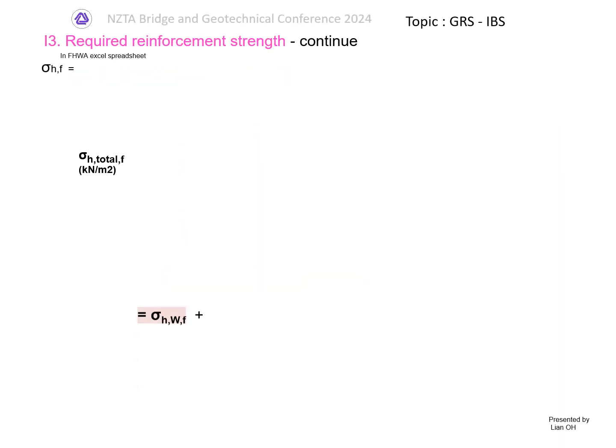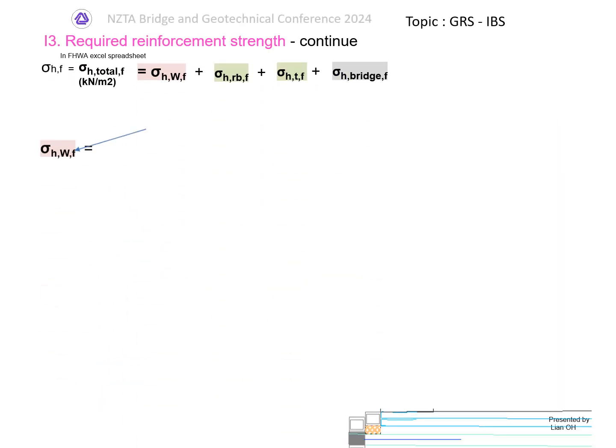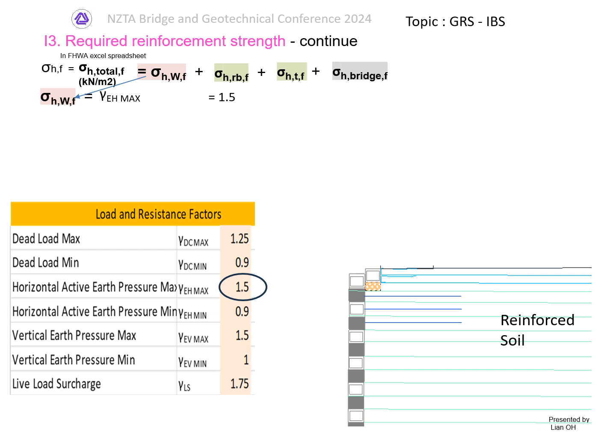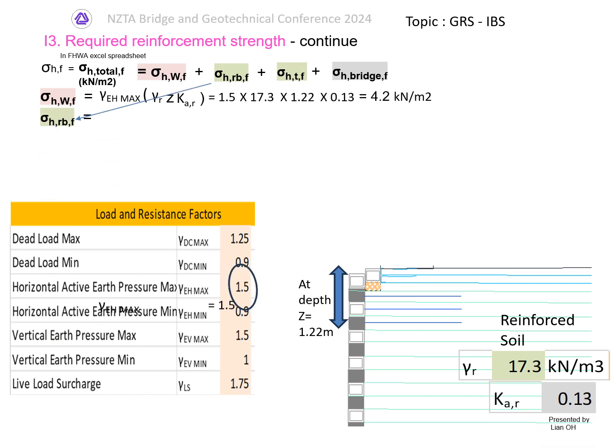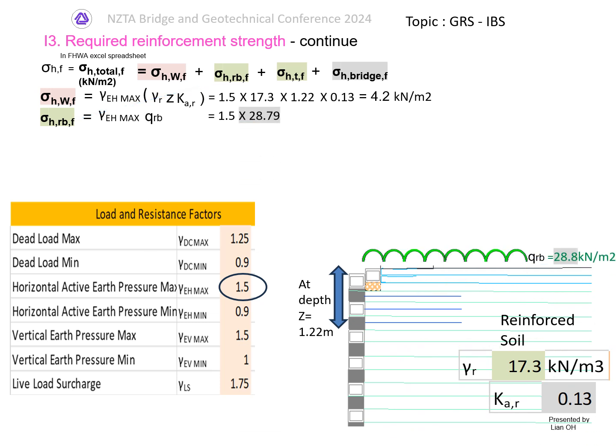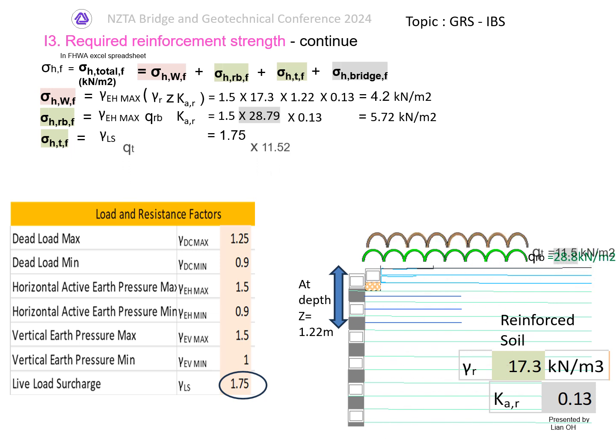The lateral stresses are calculated as follows. For the reinforced soil, it is the product of a factor of 1.5 by the density, by the depth involved, by the active soil coefficient. For the approach pavement, it is the product of 1.5 by the dead load, by the active soil coefficient, and for the live load on the approach pavement, it is a factor of 1.75 by the live load by the active soil coefficient.